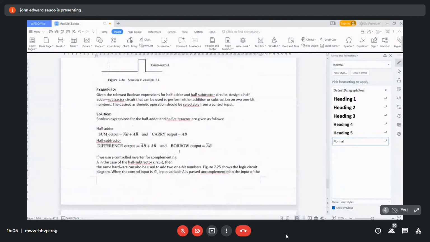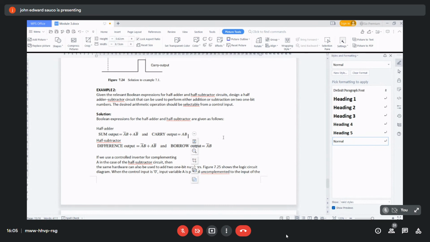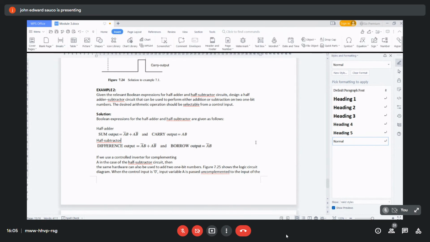Sample number 2 is relevant expression, half adder and half subtractor circuit is design daw ng half adder subtractor circuit can be used either sa addition or subtraction on to 1 bit number. Okay? So, solution. Half adder and half subtractor daw. Ito, alam naman natin. Half adder, half subtractor.